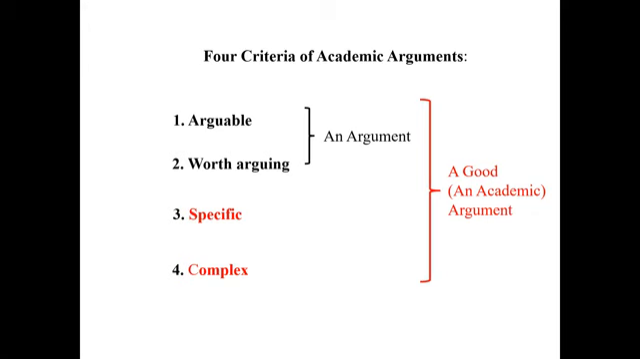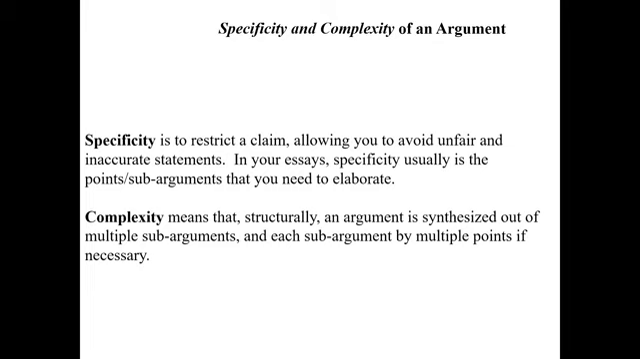Here is just about definition. Specificity is to restrict the claim, allowing you to avoid unfair and inaccurate statements in your essays. Okay, so this is related to our writing. Specificity usually is the points, sub-arguments that you need to elaborate, meaning an argument has to be broken down into sub-arguments, and a sub-argument in turn is to be broken down into points. That's actually the specificity. And complexity means that structurally an argument is synthesized out of multiple sub-arguments, and each sub-argument by multiple points if necessary. So specificity is more about the meaning, and complexity is more about the structure of an argument.